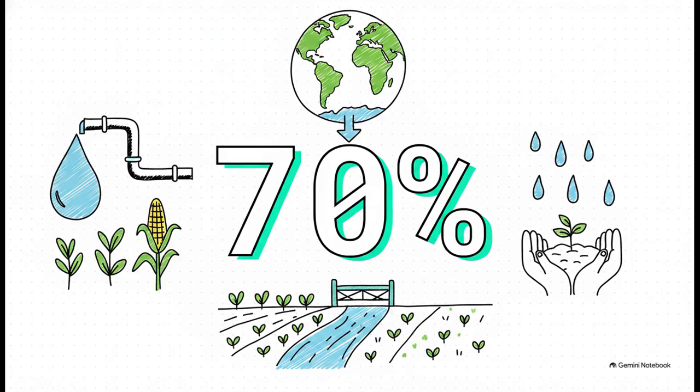70%. That's a massive number. 70% of the entire world's freshwater is used exclusively for agriculture. I mean, usually when we think about water use, we picture drinking a glass of water or taking a really long shower. But the vast majority of this incredibly precious resource is actually being pumped, diverted, and poured right into growing the food we eat. It's a staggering reality check, and it really sets the stage for everything we're going to explore today.